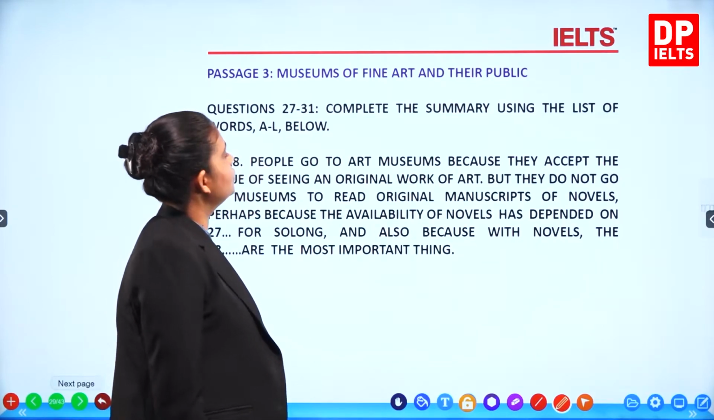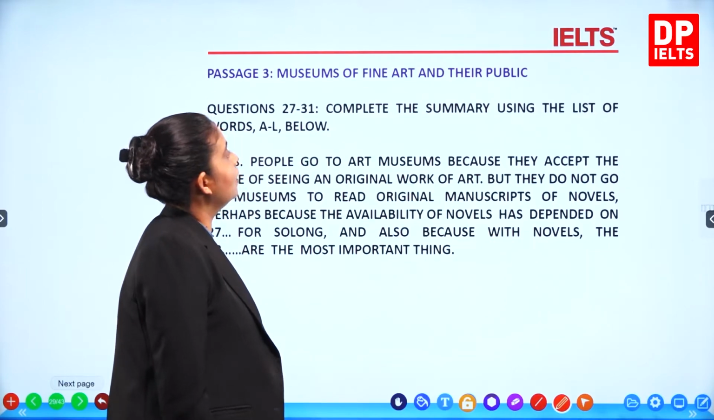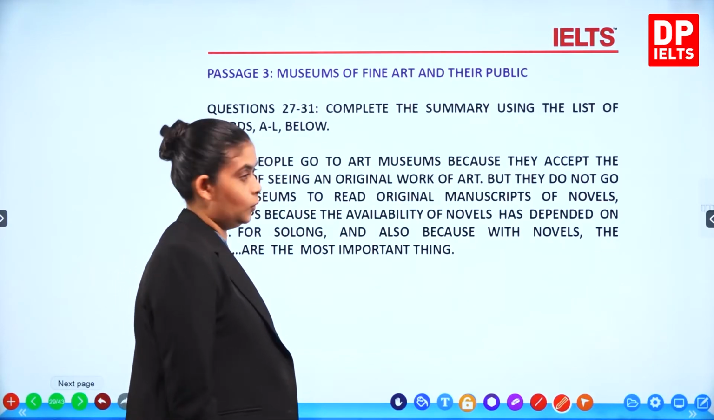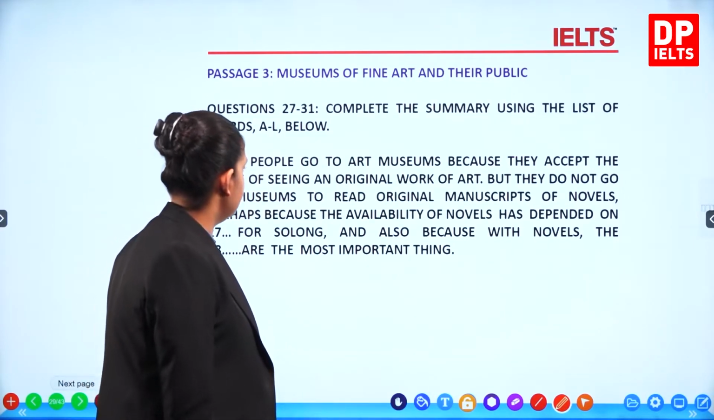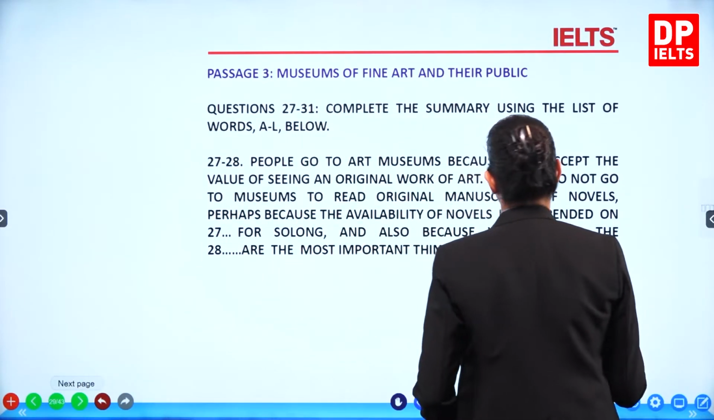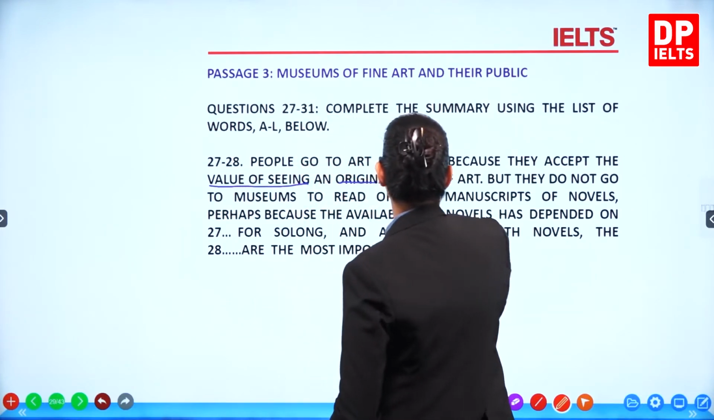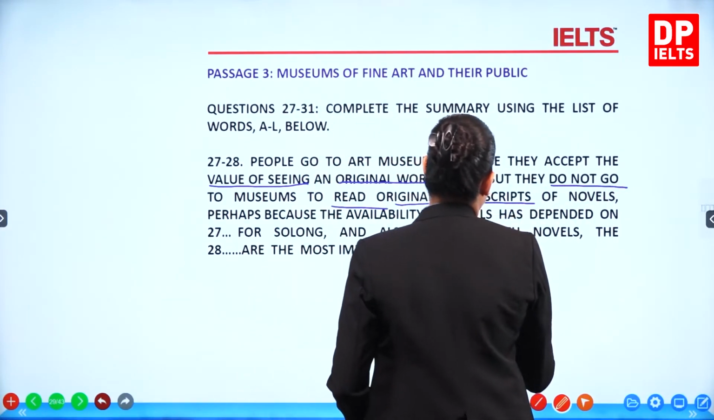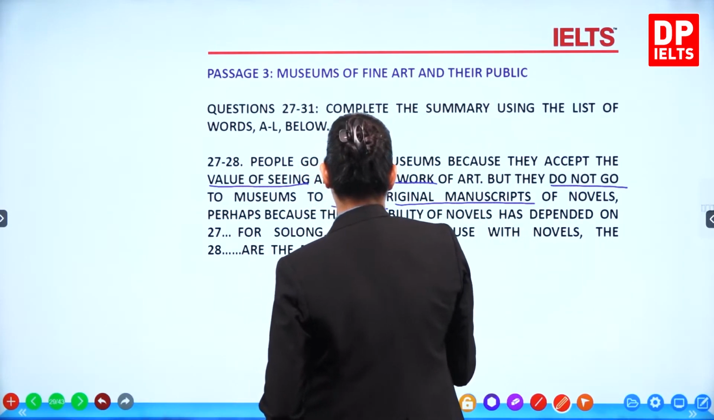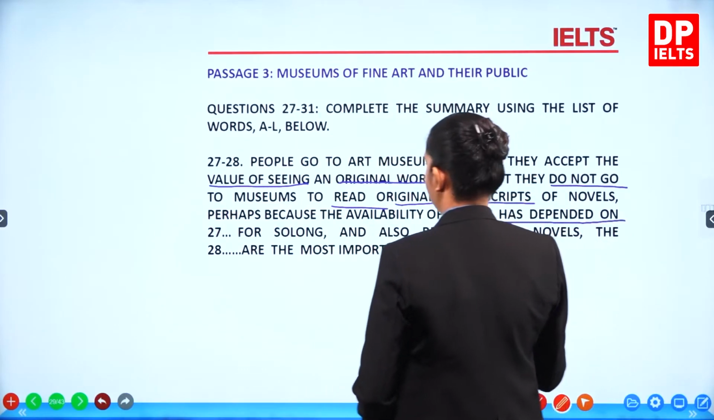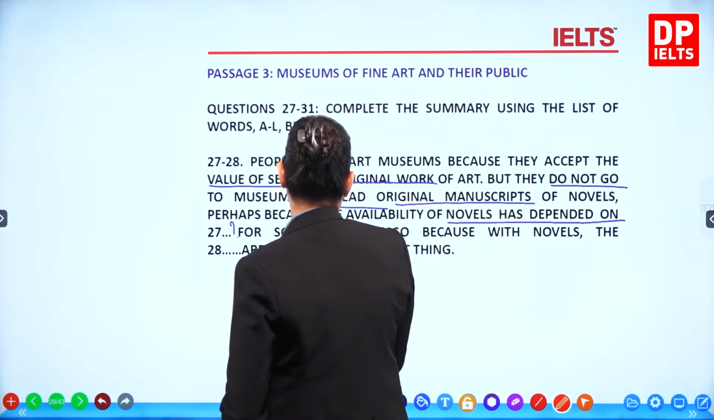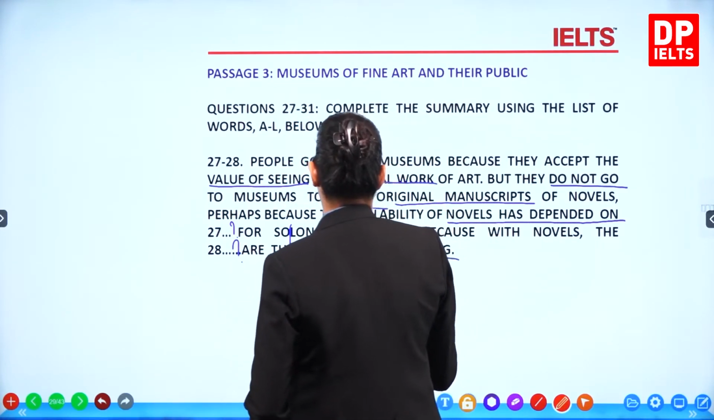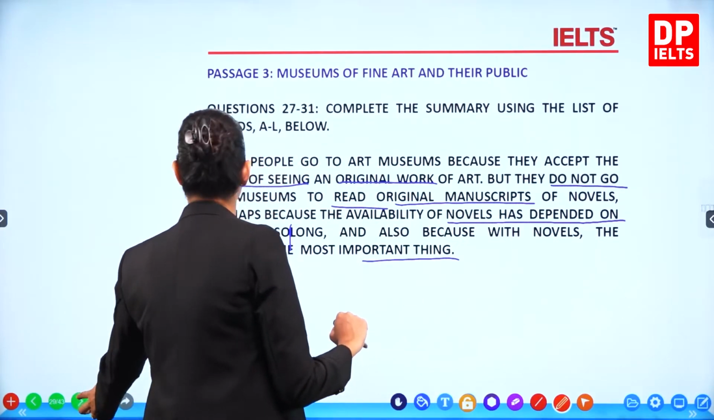Passage 3, questions 27 to 31, we are having a look at museums of fine art and their public. Complete the summary using the list of words A to L below. 27 and 28. People go to art museums because they accept the value of seeing original works of art, but they do not go to museums to read the original manuscripts of novels. Perhaps because the availability of novels has been dependent upon something for so long, and also because with novels the something is the most important thing. So we have to find out the two answers.